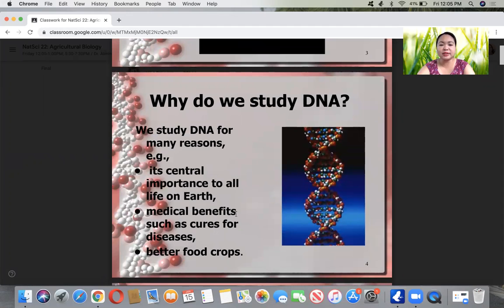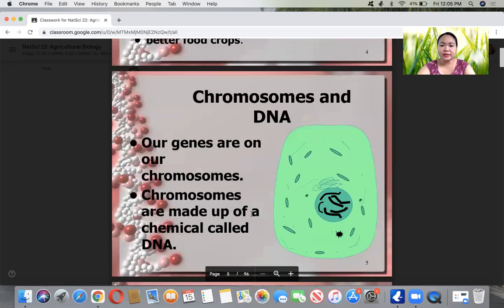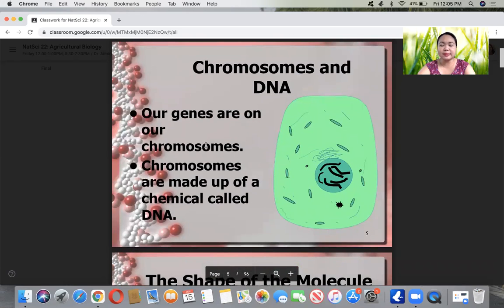Its central importance to all life on Earth, and all living organisms contain DNA, including humans and higher forms of mammals. And also for medical benefits such as cures for diseases and for better food crop production, of course. So let's take a look at our chromosomes and DNA.